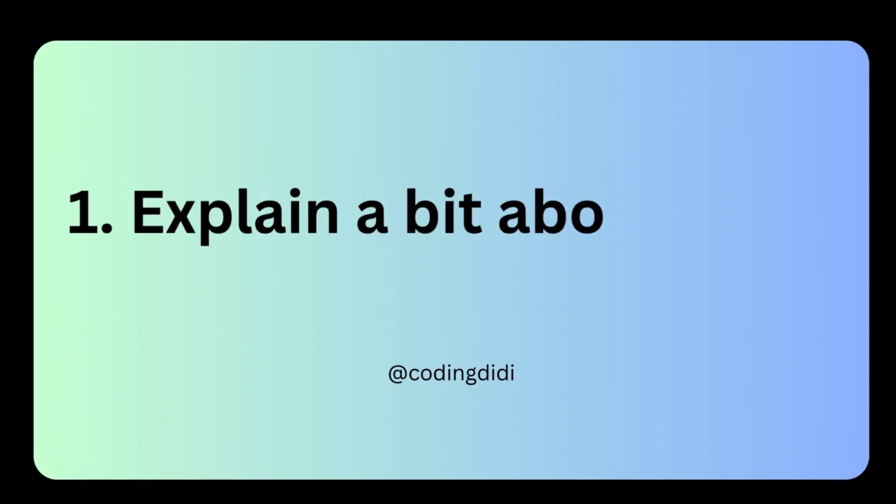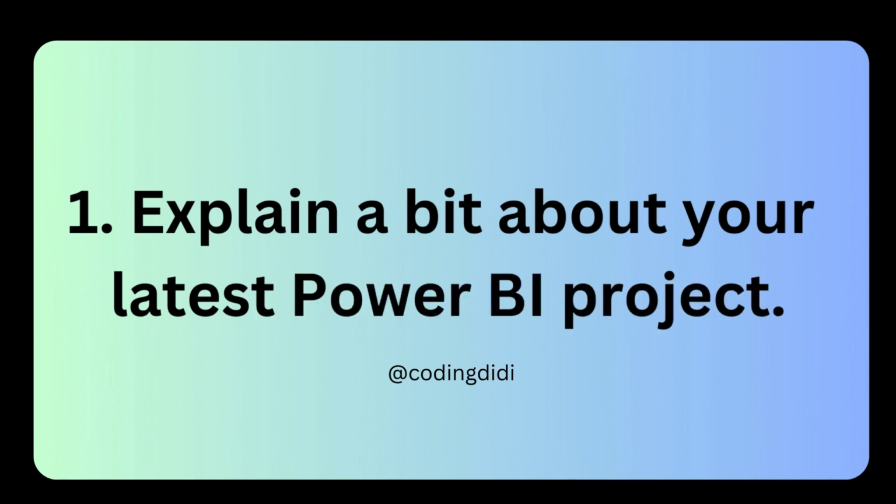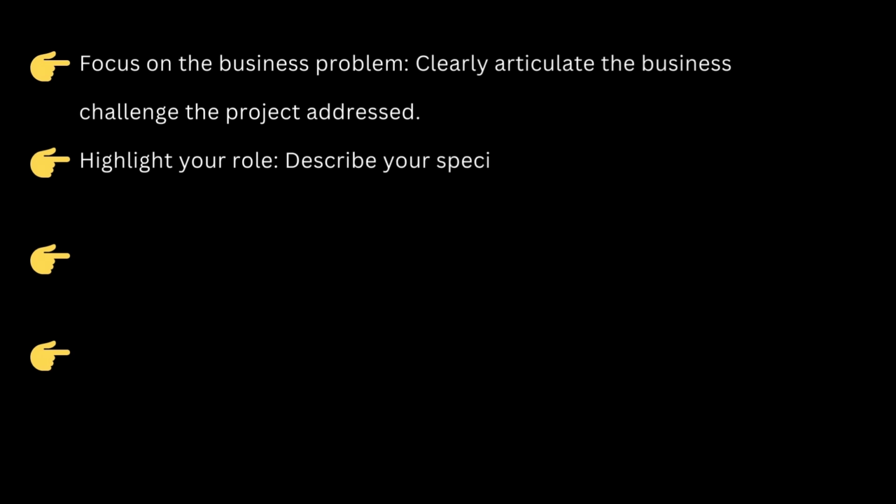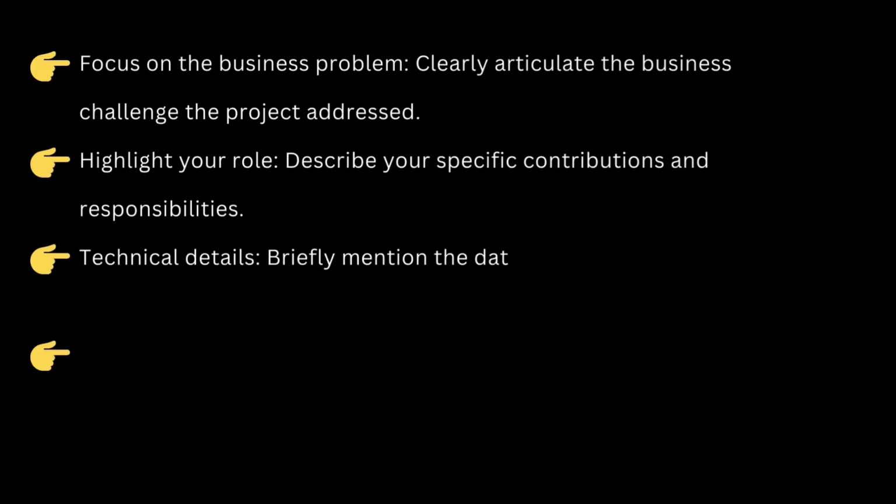Question number one is that the interviewer might ask you to explain a bit about your latest Power BI project. In that case, you have to focus on four things. First should be the problem that you are trying to solve using your Power BI project, what was the exact challenge of that particular business that you tried to address. Second should be your role. You have to highlight what exactly was your contribution in that project. Third should be the technical aspects. It means what all you have used: what was the data source, what were your modeling techniques, and you also have to mention the visualization that you have used in your project.